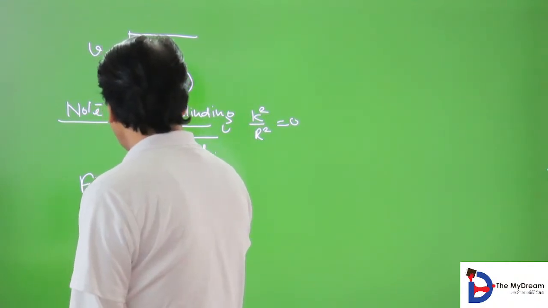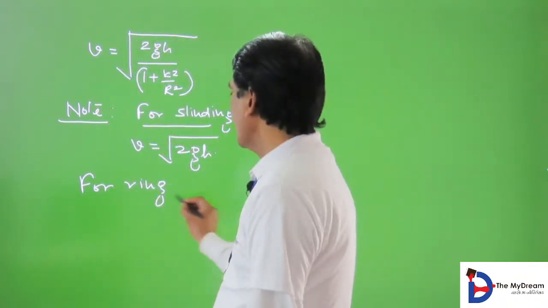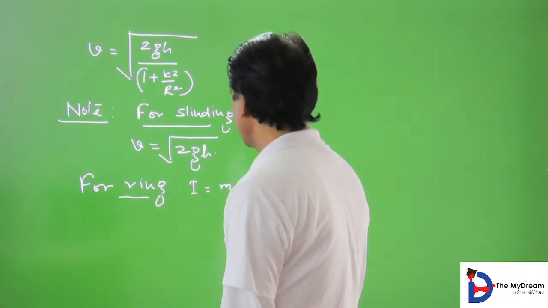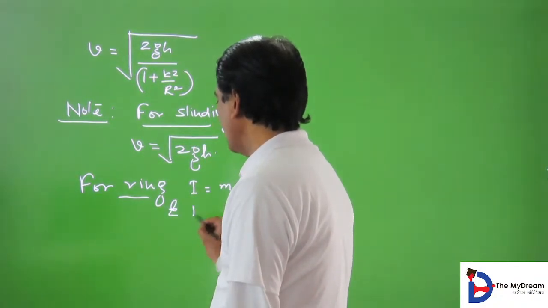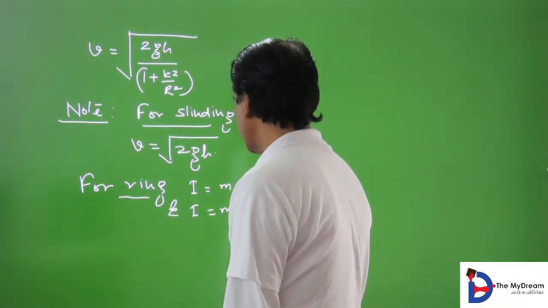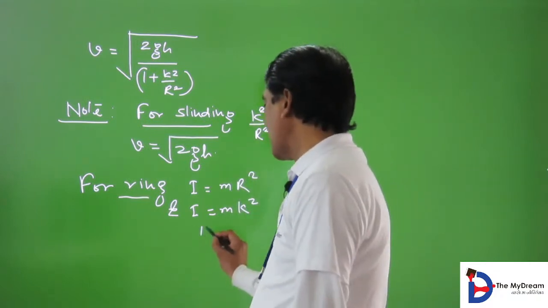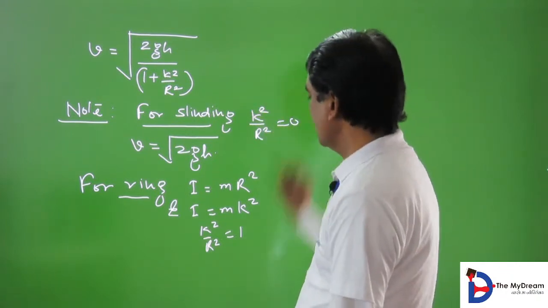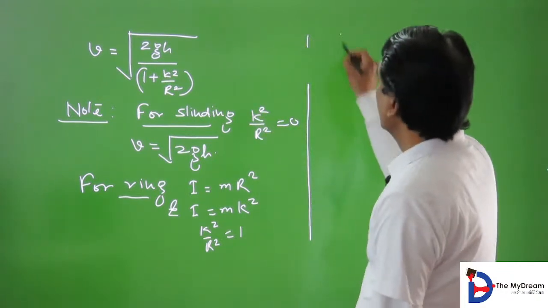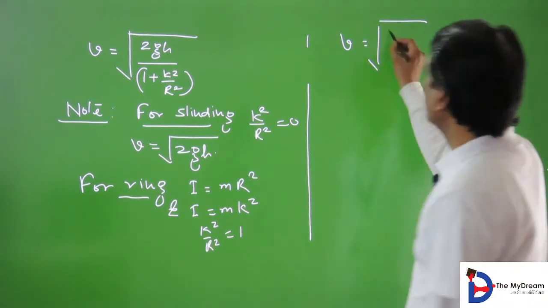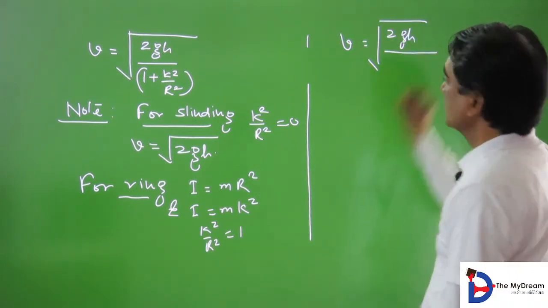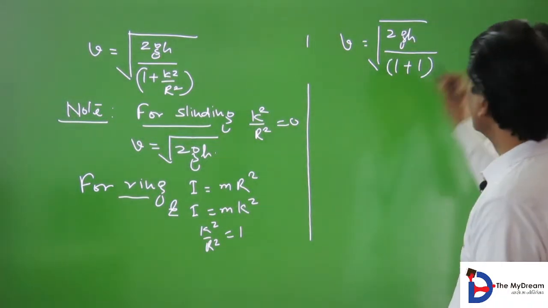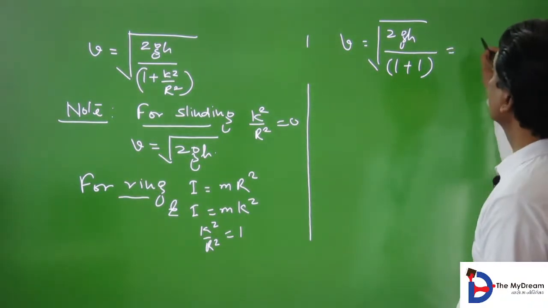if we are talking about the ring, the moment of inertia of the ring is I equals mr square, and I equals, as taught a little while ago, mk square. So k square by r square is equal to 1. So V is equal to under root twice of gh divided by 1 plus 1, then you will get under root gh.